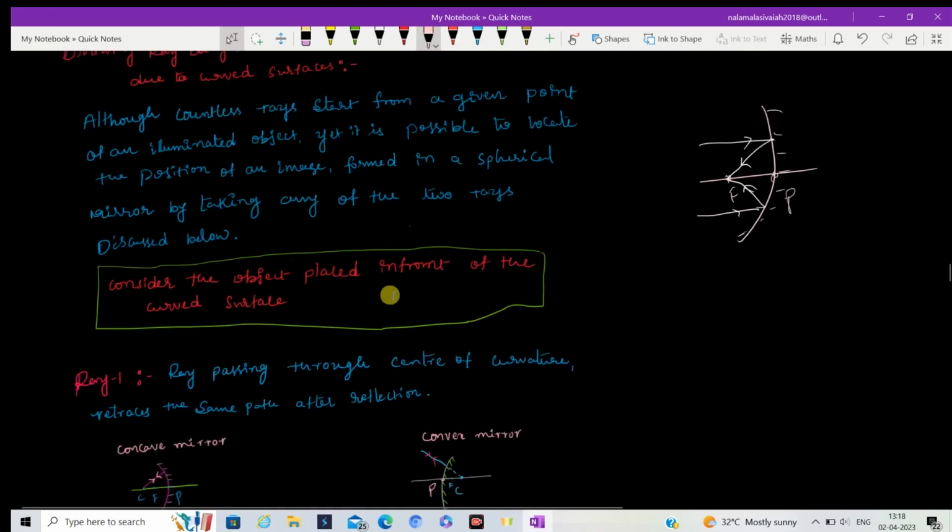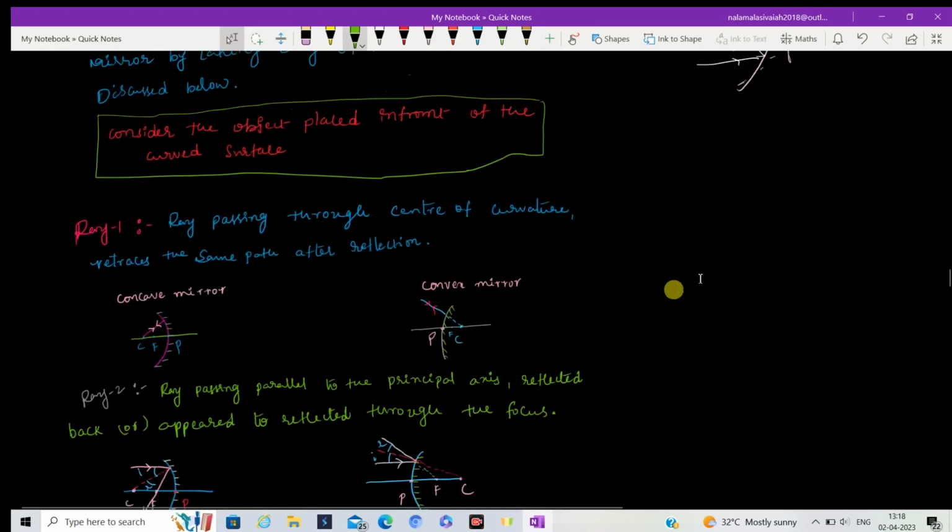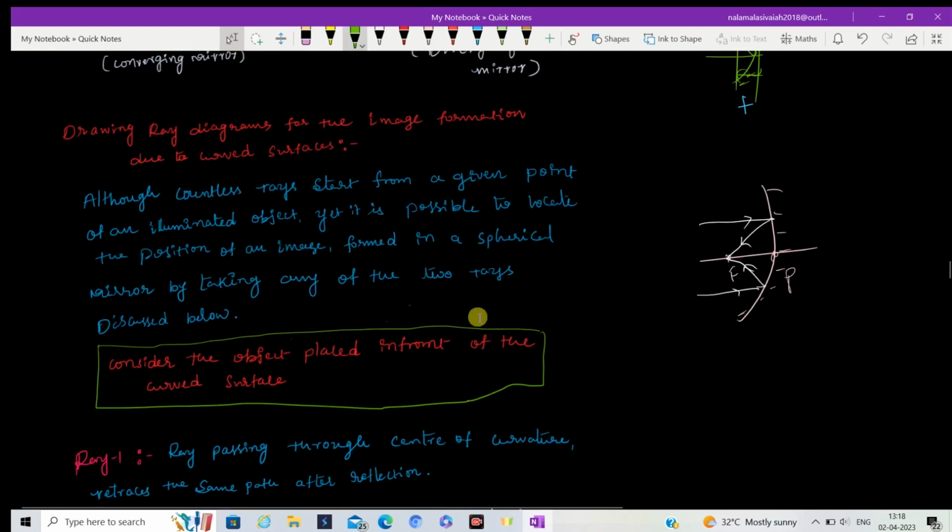Consider an object placed in front of the curved surface. Now we are going to learn the ray rules of the concave mirror. For drawing the image formations, 2 light rays are required. I already said, how many light rays are required to form the image? Minimum 2. So we need to learn the ray rules. What are the ray rules? Now we will learn.